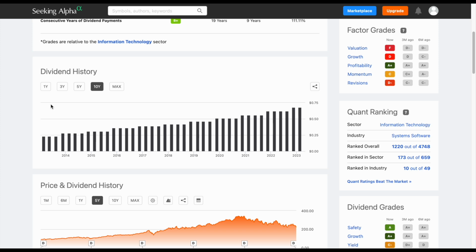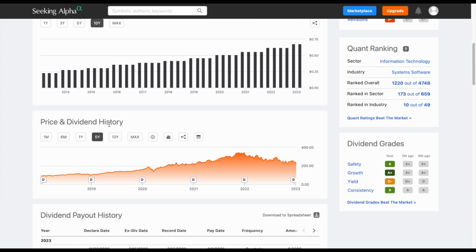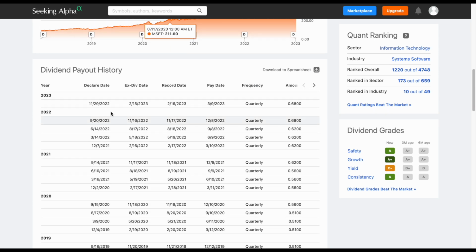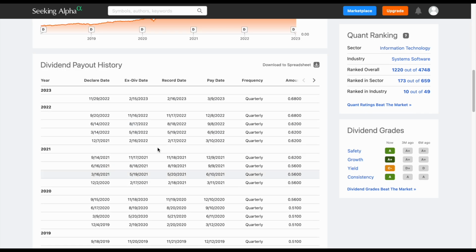Let's go ahead and look at 10 years. You can see how that dividend has grown over that time period, and you can see the price and dividend history in one chart as well. Again, a lot of important metrics with their dividend payout history right here.